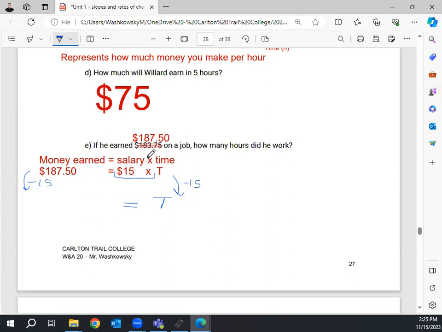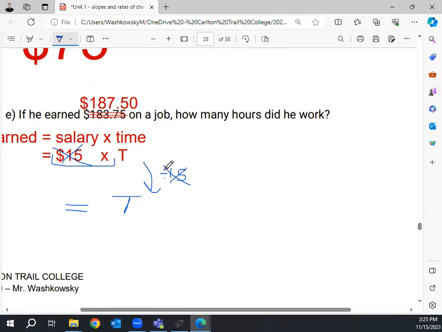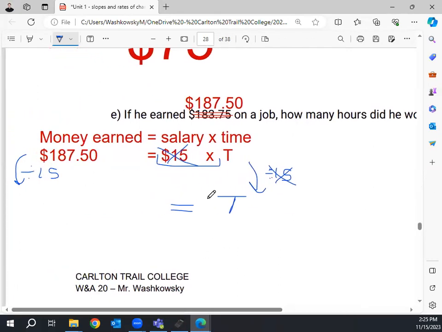Looking at this right side here, these are going to cancel each other out. Sorry, this is a divide. I know the dots are a little hard to see. This is a divide there. So those two 15s cancel each other out. What am I left with on the right side? Just the T. Have I isolated my thing? Do I have it by itself? Yes, I do. Which means whatever's on this other side here has to be the answer.